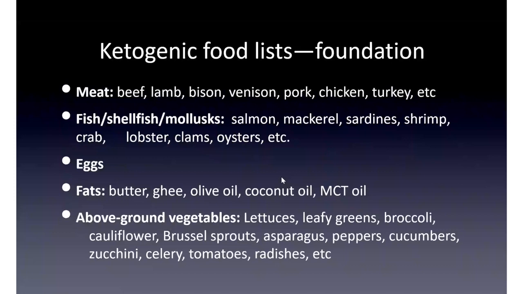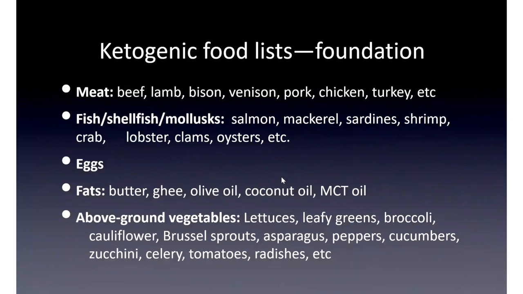Our foundational list, I think everybody's very familiar with this. So any meats, fish, shellfish, mollusks, eggs, fats. And I will say mollusks are another place where we can get carbohydrates. So oysters, and they can carry a little more in the way of carbohydrate. Fats, I usually say animal fats or fruit fats. So olive oil, coconut oil, MCT oil.